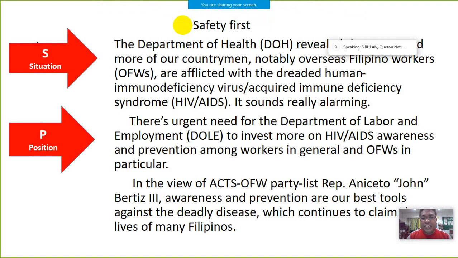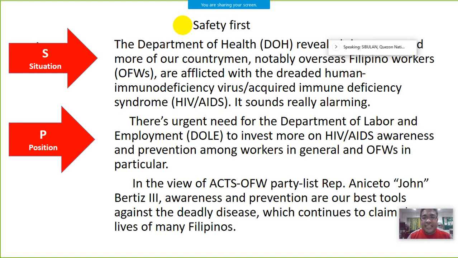It sounds really alarming. So that's the situation presented in this editorial. By the way, the title is Safety First. So it's a 2-word title. Now, what is the position of the writer here? There's an urgent need for the Department of Labor and Employment to invest more on HIV awareness and prevention among workers in general and OFWs in particular.